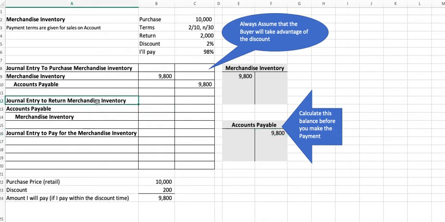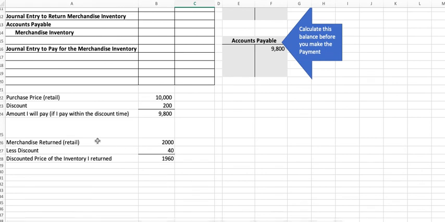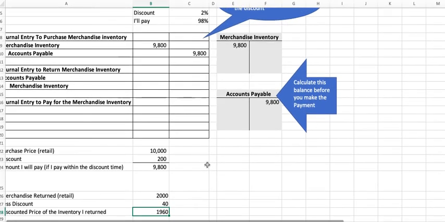When we return inventory and we have taken advantage of a discount, then we have to figure out, well, how much did we pay for that $2,000 worth of inventory? So the amount of the return will actually be given to you in the problem, but we have to figure out the price that we paid for that. What was our cost? Well, we saved 2%, so our cost is 98% of $2,000. So I'm going to scroll down here to show you how I calculated that. I returned $2,000 retail price less my discount means that I return $1,960 worth of inventory.